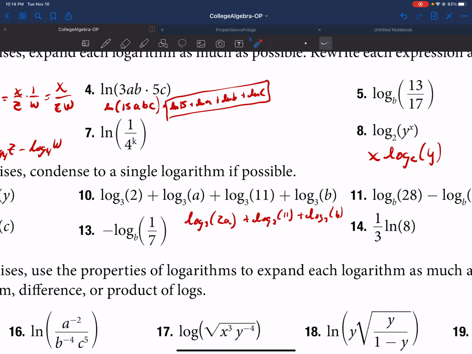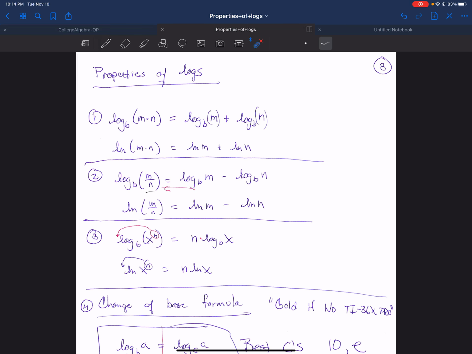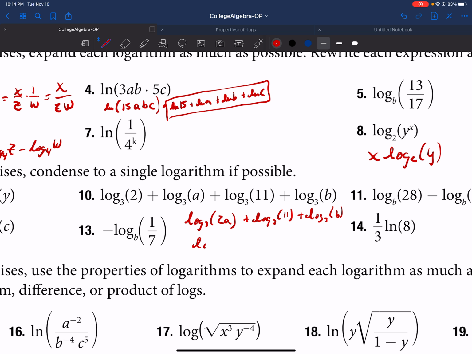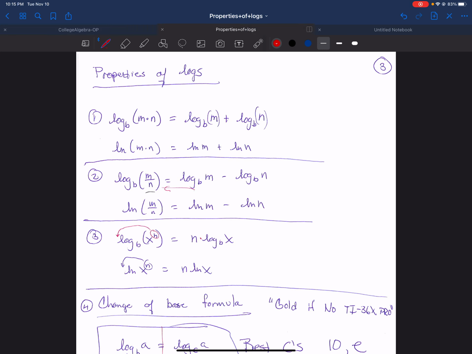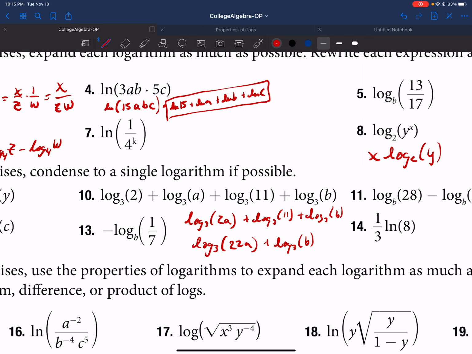They're right there still. Now I can count those as 2 logs, use this property, and go back. What I would say then is this is log base 3 of 2a times 11, but 2 times 11 is 22, so it's 22a, but then I would have plus log base 3 of b. Now this is a final addition of logs problem, so I would multiply one last time and get log base 3 of 22 times a times b. That would be the final answer to that.